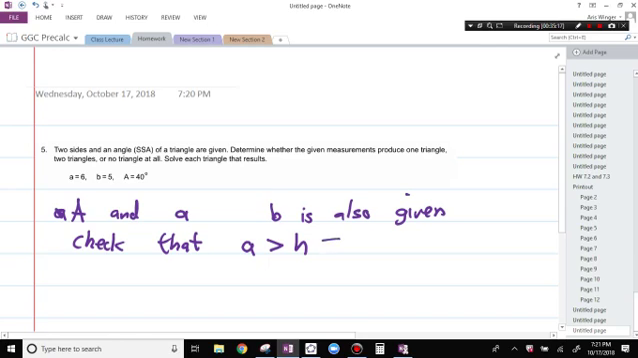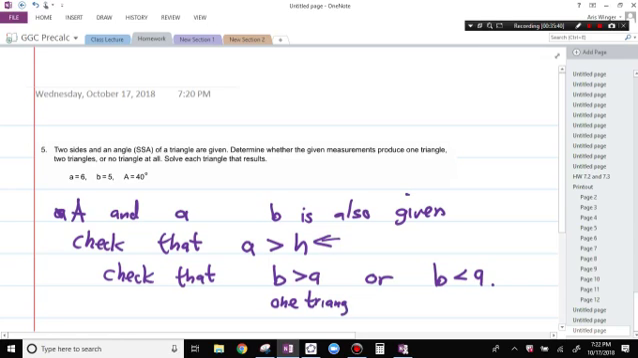So we need to figure out what H is in just a second, right? Then we need to check the relationship between A and B, so that B is bigger than A, or whether B is less than A. If B is bigger than A, then there's one triangle. If B is less than A, I'm sorry, there are two triangles here.